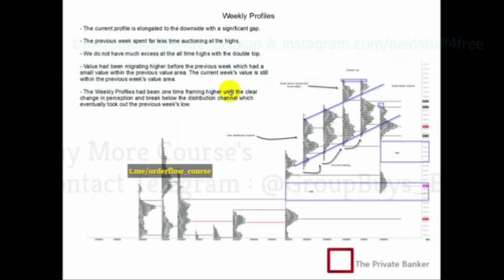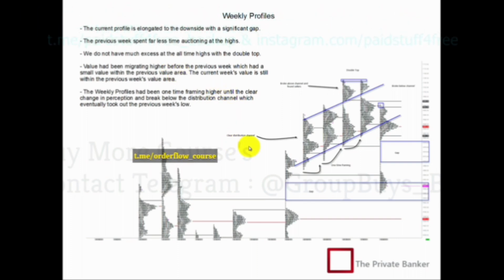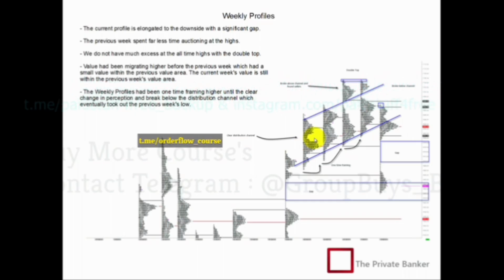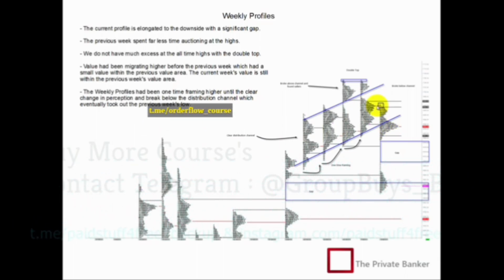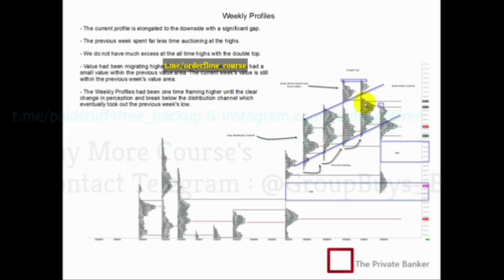Value had been migrating higher before the previous week, which had a small value within the previous value area. The current week's value is still within the previous week's value. So we've got overlapping occurring there. And lastly, the weekly profiles had been one time framing higher until a clear change in perception and the break below the distribution channel, which eventually took out the previous week's low, so the pullback we see here. So what I've drawn here is based on the distributions of these profiles, we can clearly see that there is somewhat of a channel forming.